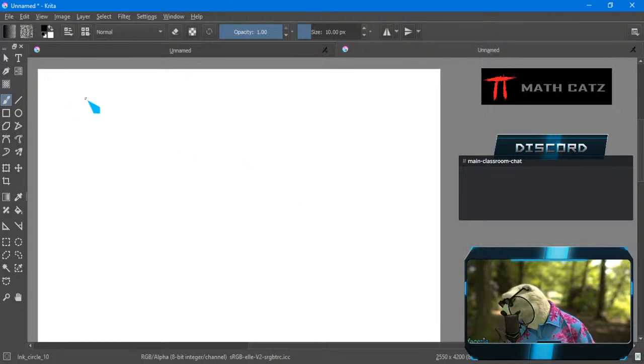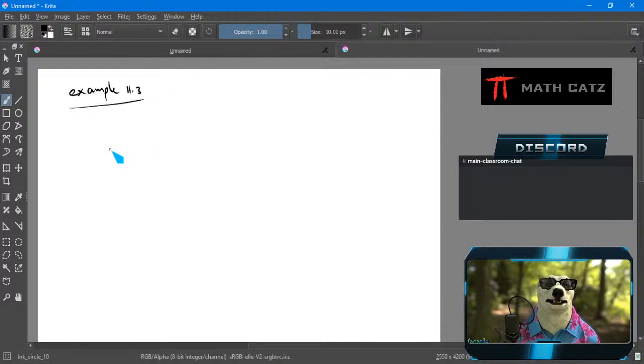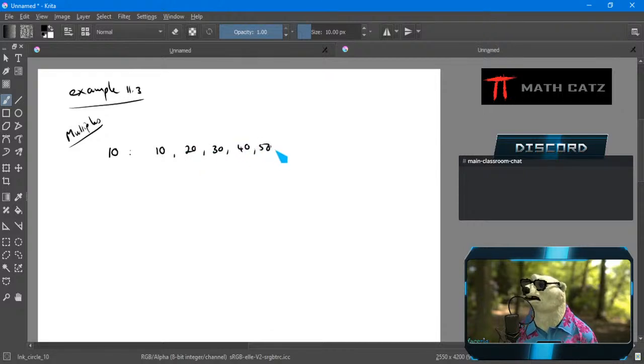Okay, so we have example 11.3. We have hot dogs in packages of 10, meaning that I will only have hot dogs as multiples of 10. I can have 10, I can have 20, 30, 40, 50, 60, and so on. And hot dog buns are going to come in packages of 8, so I'll only ever have 8, 16, 24, 32, 40, 48, 56, and so on.